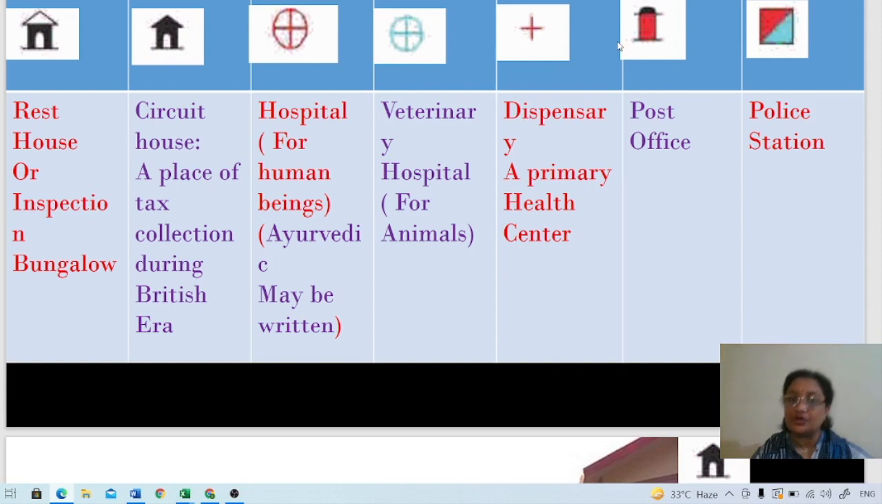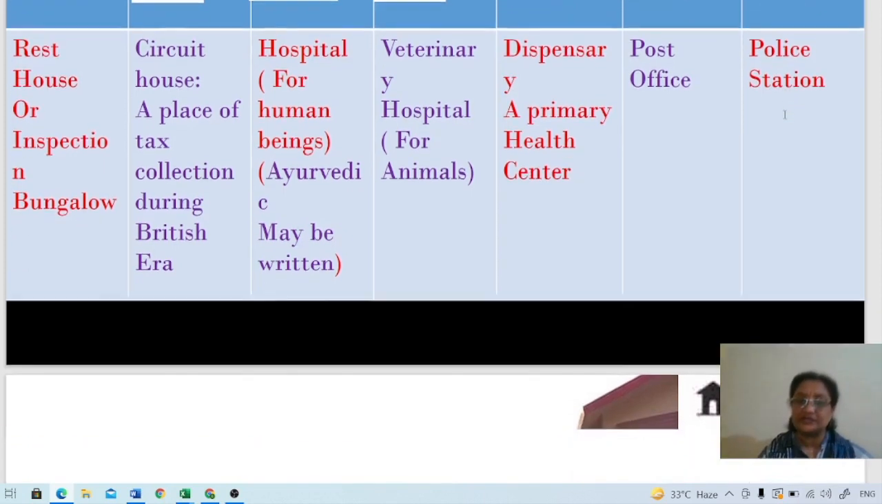Next is the post office. If you have ever seen the post box, in reality it is almost the same symbol for the post office. Okay, this is the symbol of post office. Then next one is the police station. You can see one block, one square, half colored red and half colored blue. This is the symbol of police station.